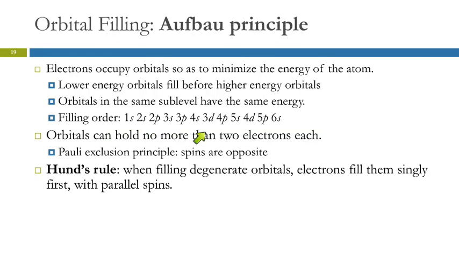So this is the filling order. Again, we're going to see how that is hiding on the periodic table. The orbitals can hold no more than 2 electrons each, and the spins have to be opposite. That's the Pauli exclusion principle. Hund's rule says that when you're filling degenerate orbitals, fill them singly first with parallel spins.